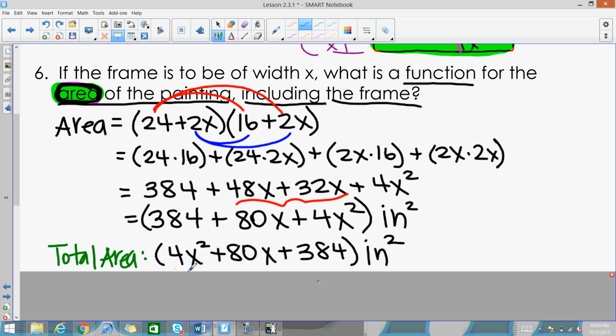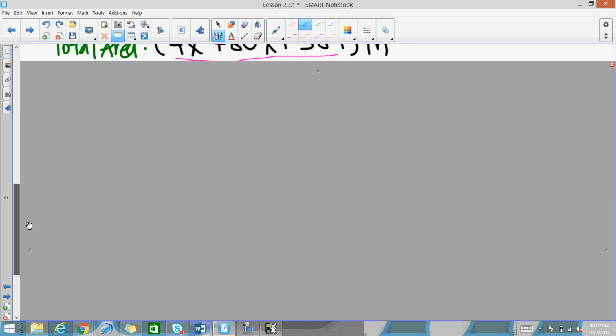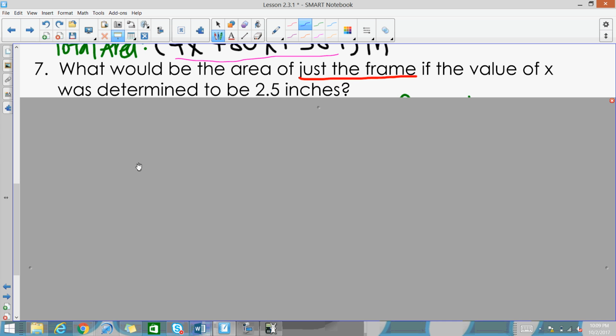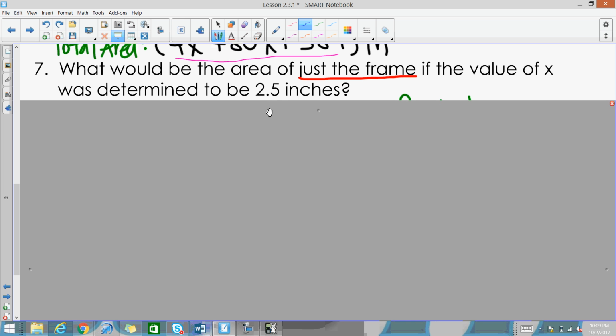You always want to make sure that you write it in standard form. Standard form, all right? So there you go. That's your total area. Now, ready? Part 7. What would be the area of just the frame? So just the frame, not the picture inside of it, if the value of x was determined to be 2.5 inches.